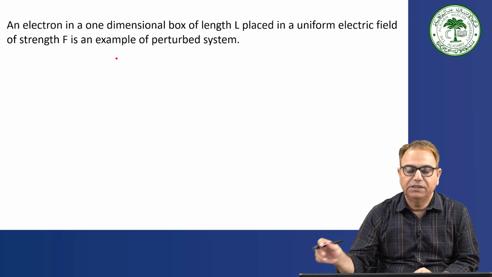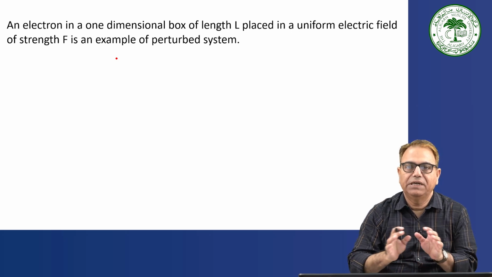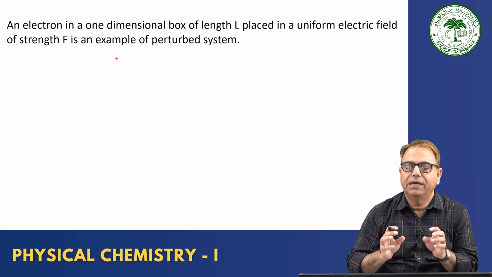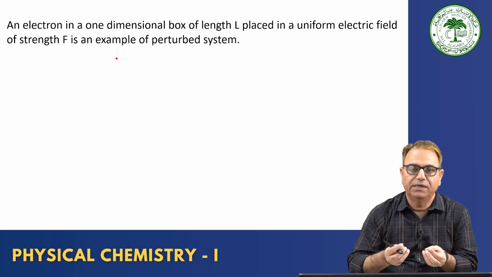So let us see this problem. This is an example where I said that an electron in a one-dimensional box of length L placed in a uniform electric field of strength F is an example of a perturbed system. It's the same particle in a one-dimensional box which you have done, no change, but now the electric field is being applied to this particle. Obviously, we are supposing that the particle is a charged particle, then only it will interact with the electric field. So if it interacts with the electric field, a force will act on the particle, and because of that force, there will be some potential energy.